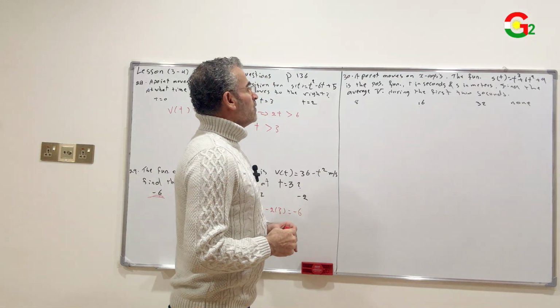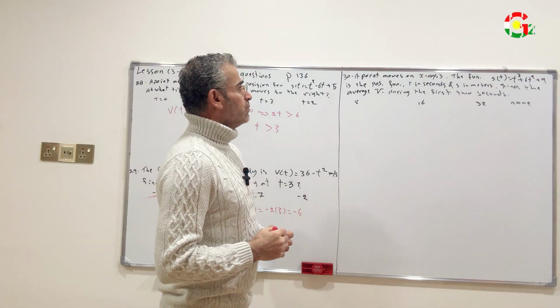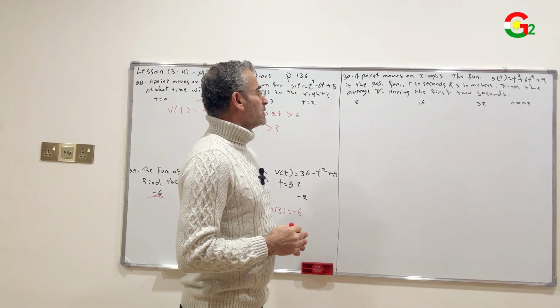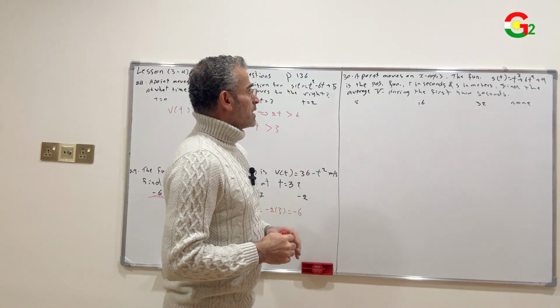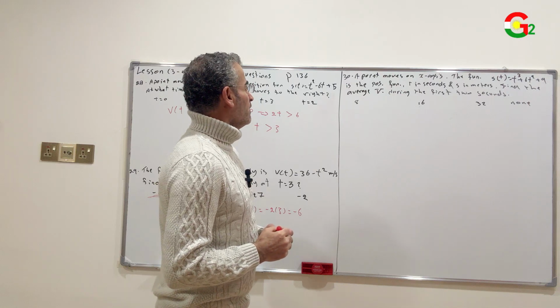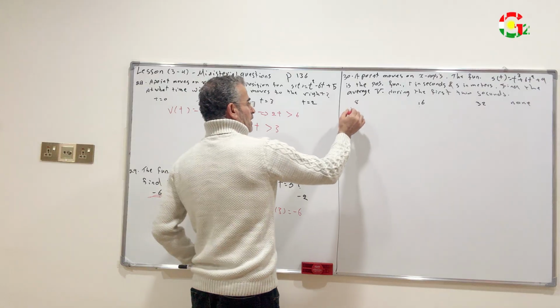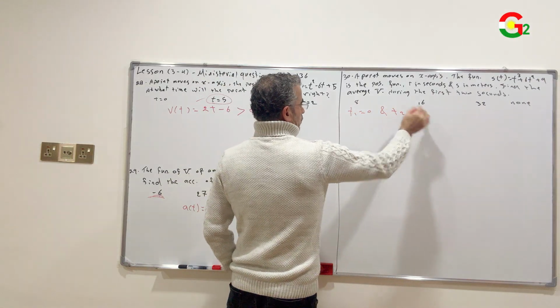Question number 30. A point moves on x-axis. The function s of t equals t cubed plus 6t squared plus 9 is the position function of this point, t in seconds and s in meters. Find the average velocity during the first 2 seconds. The first 2 seconds means t1 equals 0 and t2 equal 2.